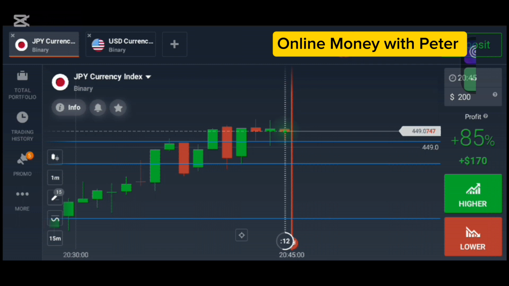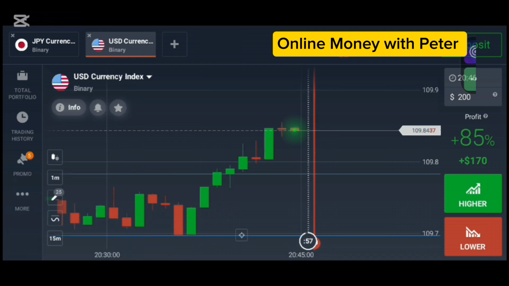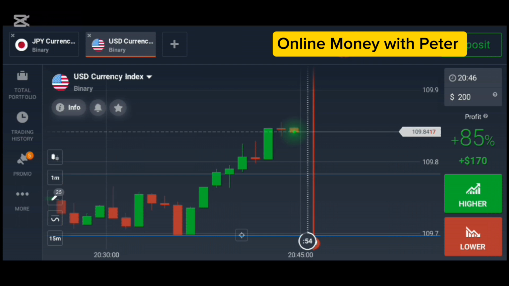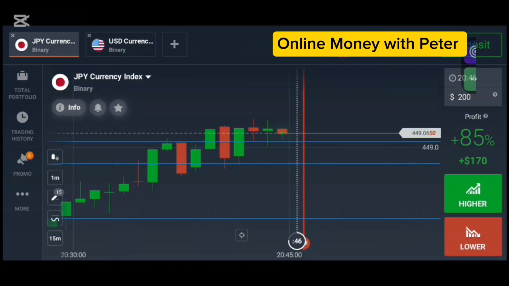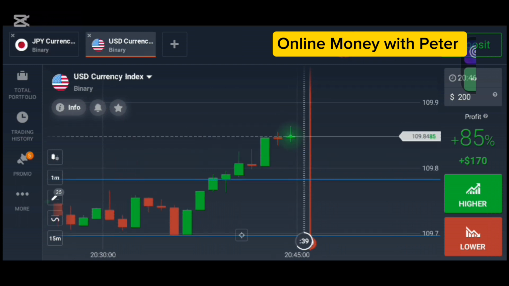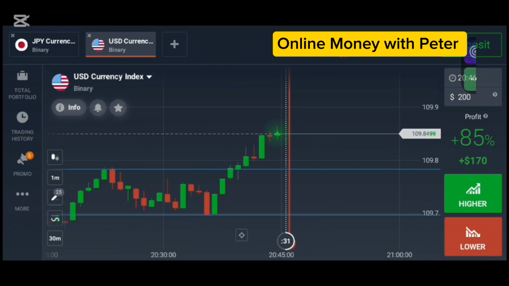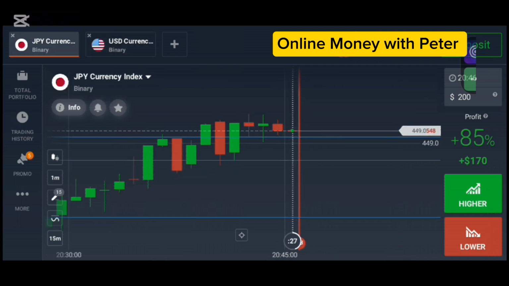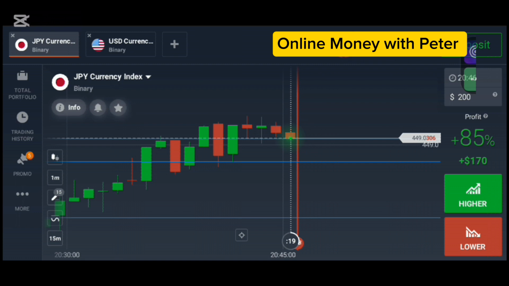Okay. So let's see. I want to take one more trade. Oh, my internet is fluctuating, so let's see. Okay, so it's likely to go up again. So I think what's going to happen here, I'm going to call it a day. I took 4 trades and I lost 1, 3 trades won, so I'm in profit.